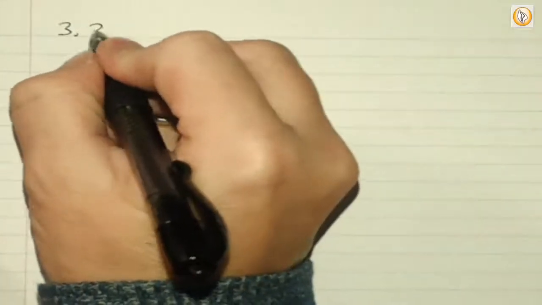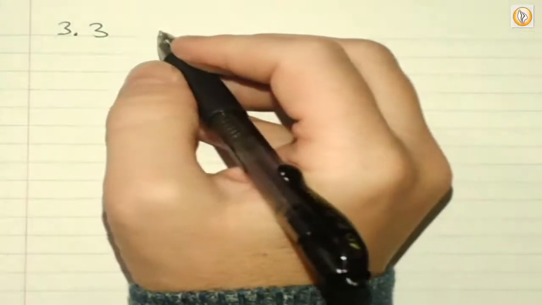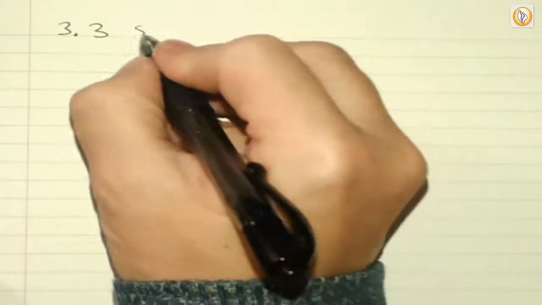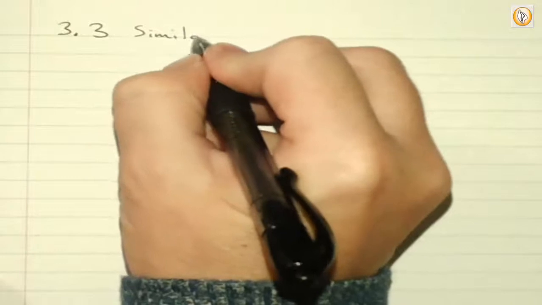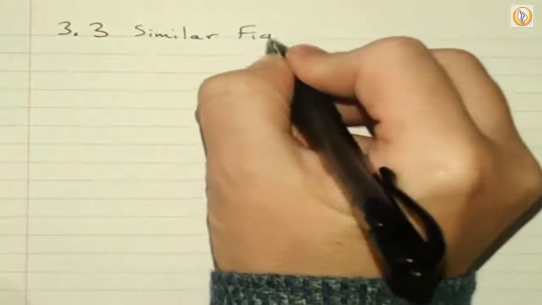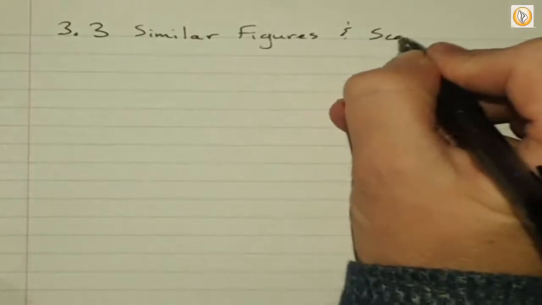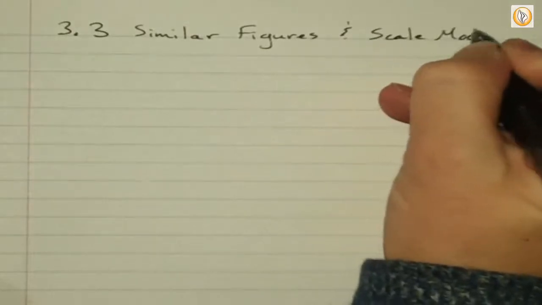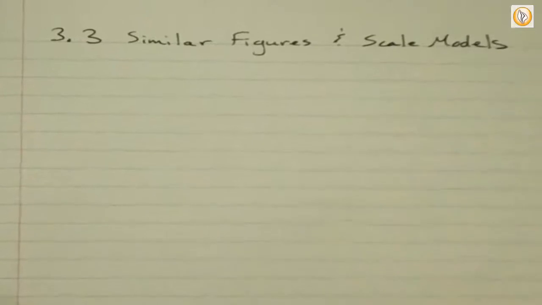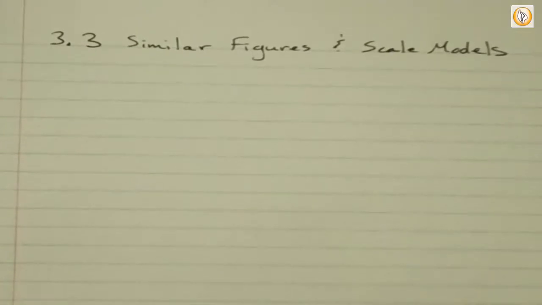Okay, here we go. 3.3, we are doing similar figures and scale models. Similar figures and scale models. All right.